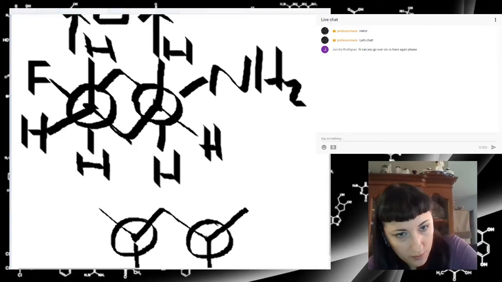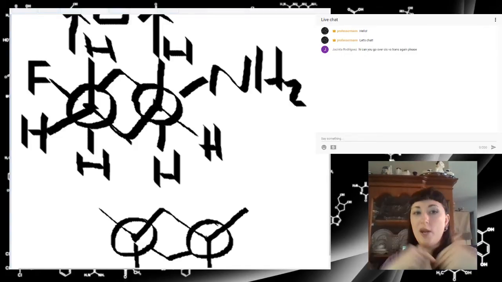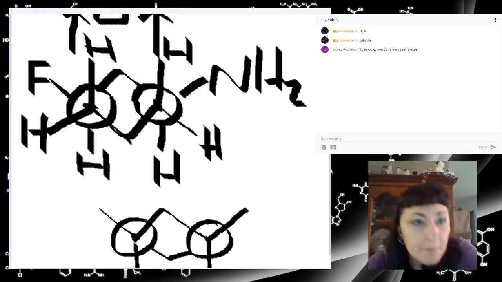And then the one behind, that's the one that's pointing down. So it's basically flipped, right? Which is what the chairs do. They flip back and forth.